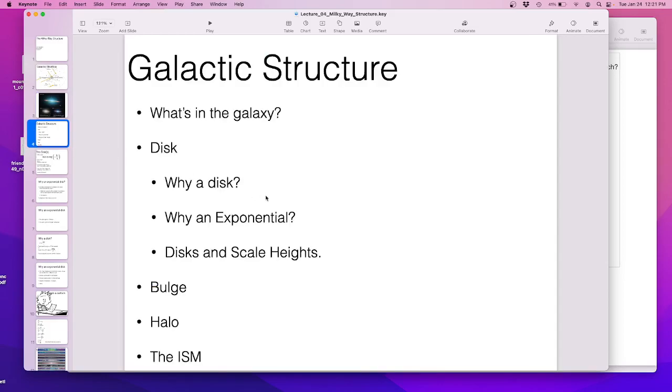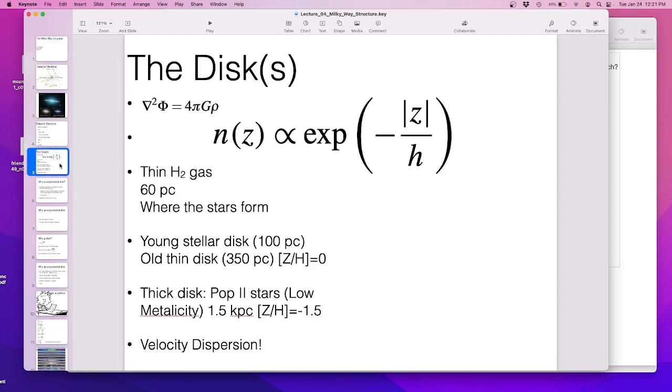So we're going to talk about what's in the galaxy. We'll talk about why a disk, then we'll talk about the bulge really quickly. We'll talk about the halo really quickly, and we'll talk about the ISM for as long as we feel like talking. I like the ISM more than most people that you've met.